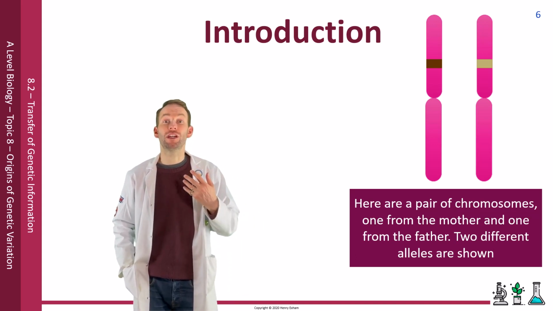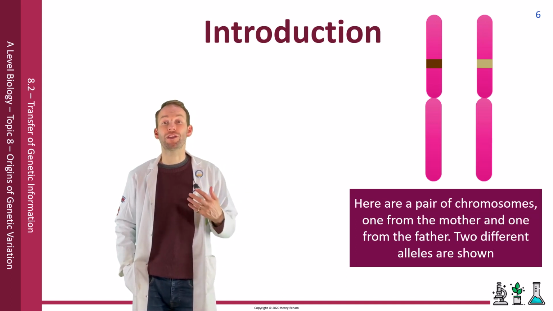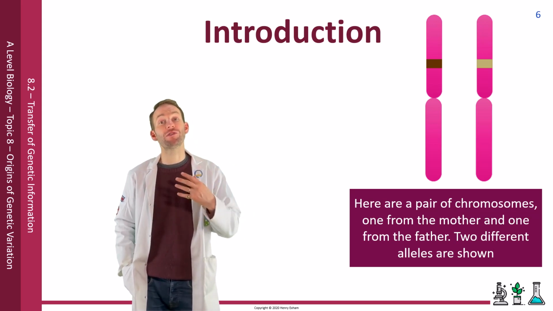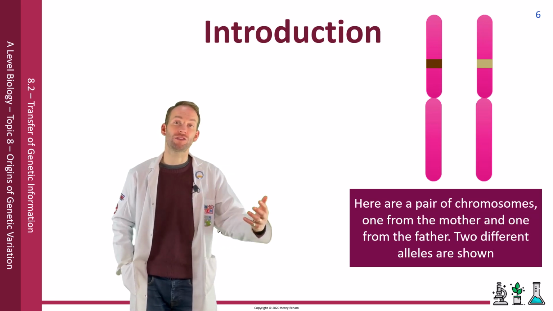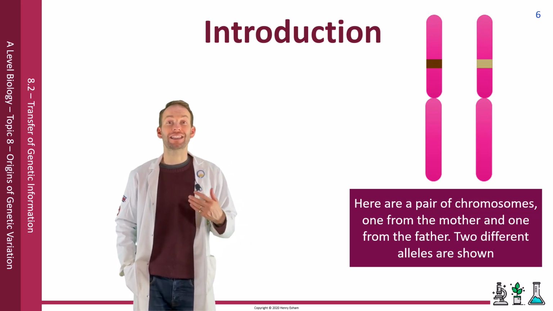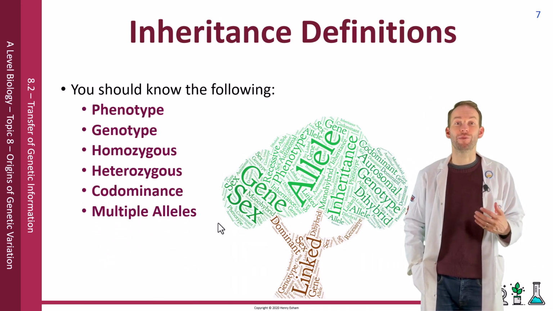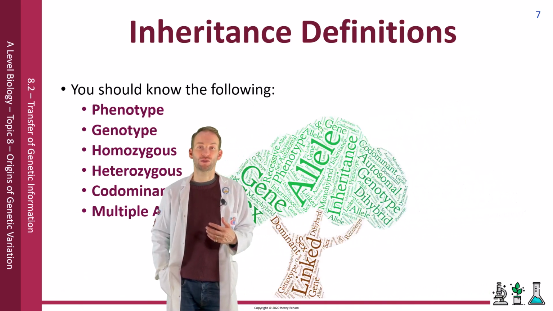So if we use me as an example, I inherited brown from my father, let's say, and blonde from my mother, but as I had the brown one, that was dominant, so I ended up with brown hair, but I'm still carrying my blonde-haired allele, which I could pass on to my children. Now, in order to understand and explain genetics, you need to be able to use various key words and terminology. So we're going to look at phenotype, genotype, homozygous, heterozygous, codominant, and multiple alleles.